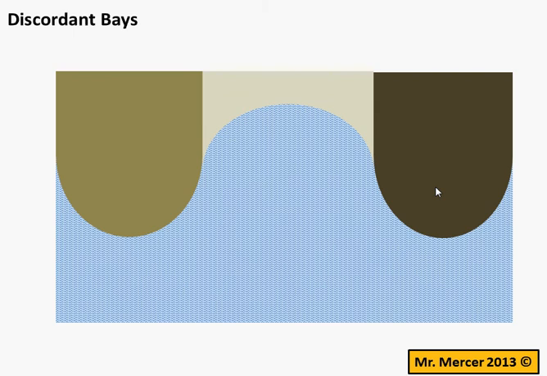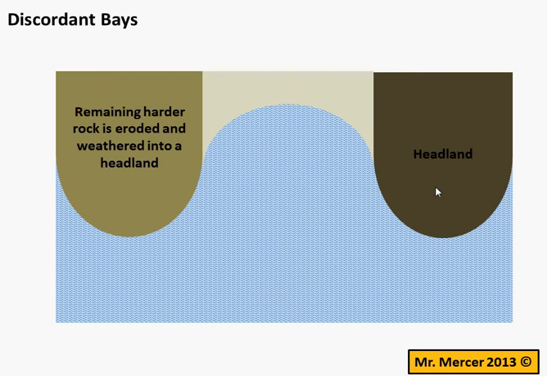The harder rocks to either side are also eroded, just more slowly, coming back again to that term differential erosion. At this point in your diagram, all you would need to do is label which is which. The remaining harder rock is eroded and weathered into a headland, and a discordant bay is formed in between. Remember, it's useful to have a case study example, and in this instance I would refer to Swanage Bay as a very clear example of a discordant bay.